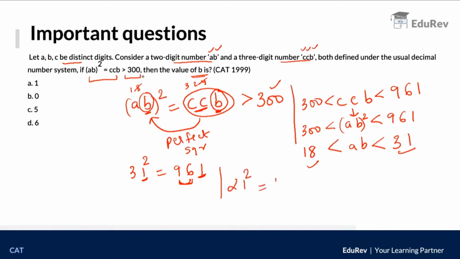ठीक है, 21 square is 441. So this is your AB and this is your CCB. B का value is 1, यहाँ पे भी B का value is 1. CC has to get repeated, which is 4, and A becomes 2. ठीक है, A becomes 2. Now the question was, what is the value of B? My value of B is 1, so option A is your right answer.